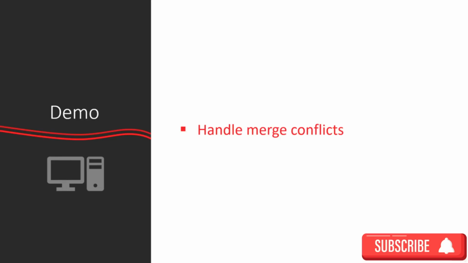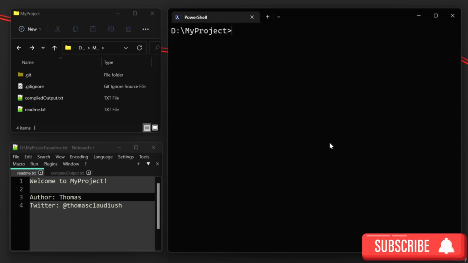In this demonstration, you will learn how to handle merge conflicts. Let's switch to my command line. Here in our project, we are on the branch main, which is our only branch that we have right now. Now let's say we want to implement two features. We want to add the author's middle name and another feature, which is the author's last name.